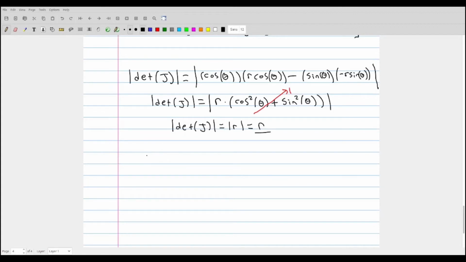And then from our general formula, which says that dA, the area element in the double integral, is the absolute value of the Jacobian determinant times dr d theta, we have that this is going to be equal to r dr d theta. And this directly verifies the ad hoc calculation that we did at the very beginning of the lecture.